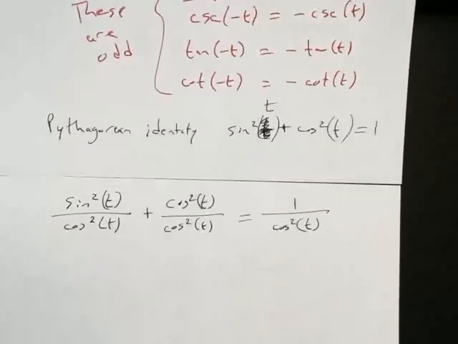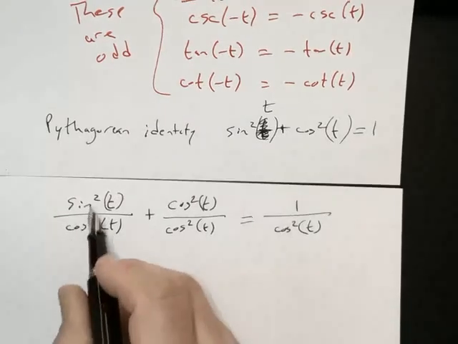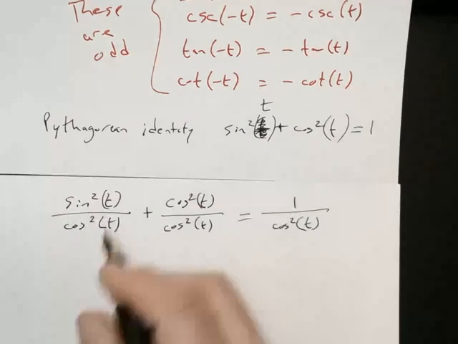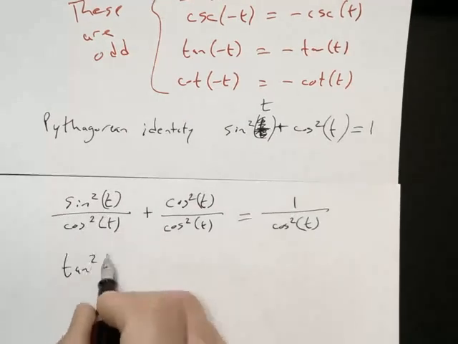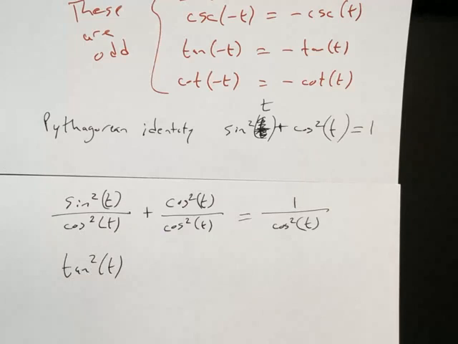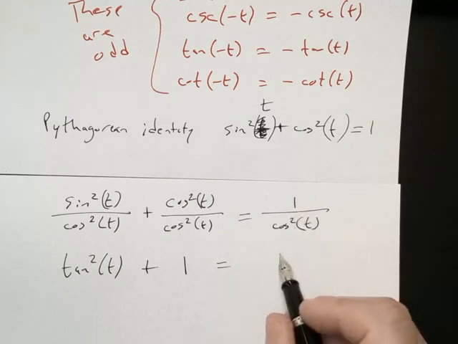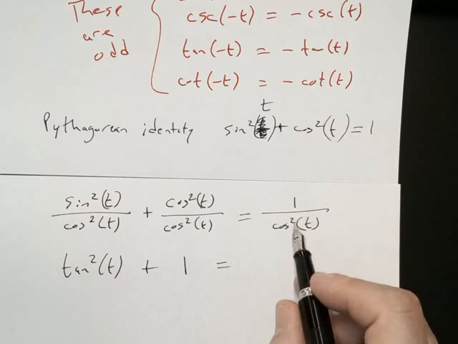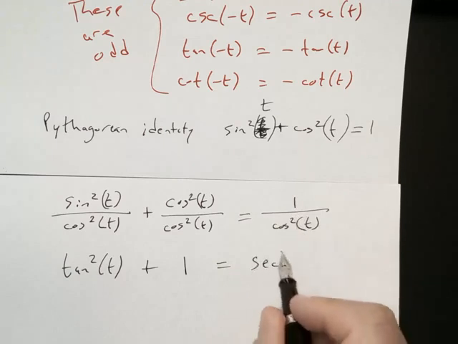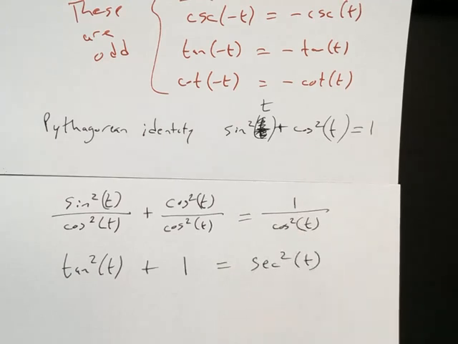Now I can see from some of your expressions, you're thinking, that's uglier. Why would you make this uglier? Well, this is sine over cosine all squared. That's tangent squared. This is cosine over cosine. Something divided by itself is 1. 1 over cosine is secant. So this is 1 squared over cosine squared. This is secant squared. And that's the next version of Pythagoras.